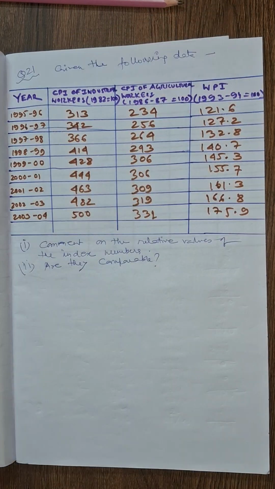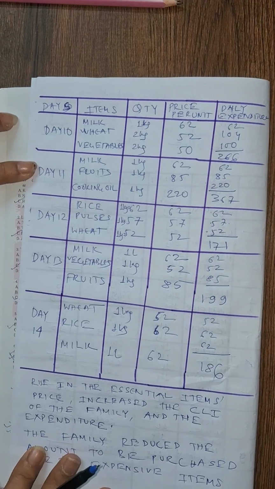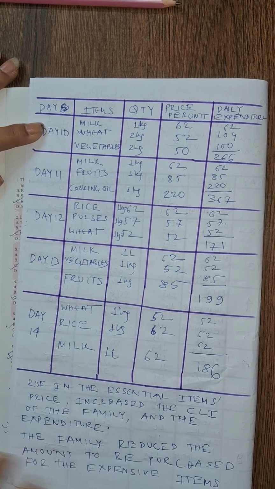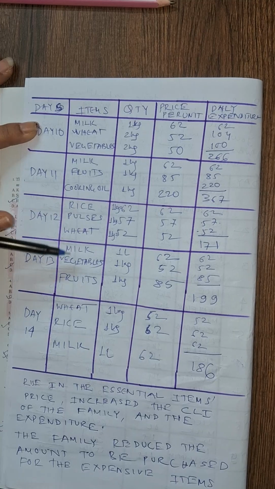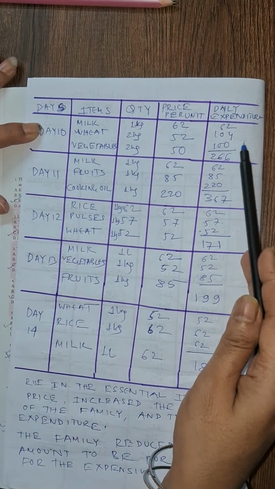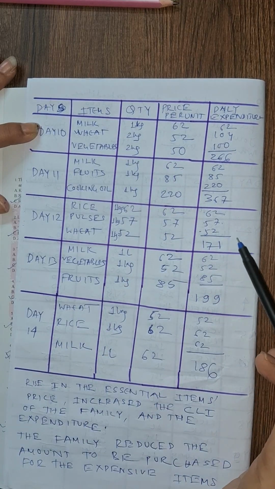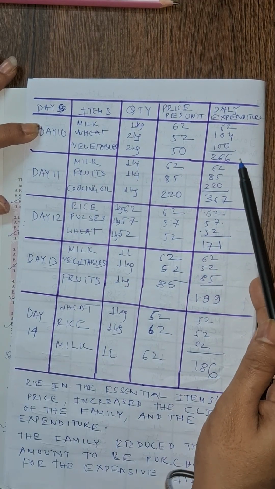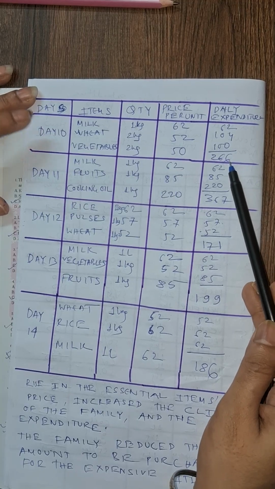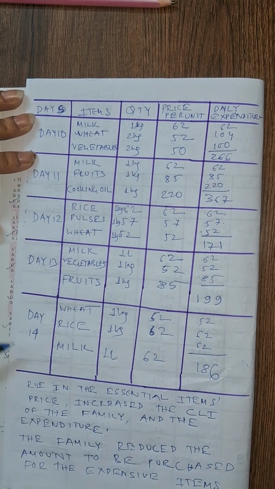Now, similarly, we do it for day 10, 11, 12, 13 and 14. So the necessary items are provided, quantities are given, the price per unit is there, and the daily expenditure is calculated from the price and quantity multiplications. We add up the daily expenditure values and we get the exact daily expenditure for day 10, day 11, day 12, day 13 and day 14.